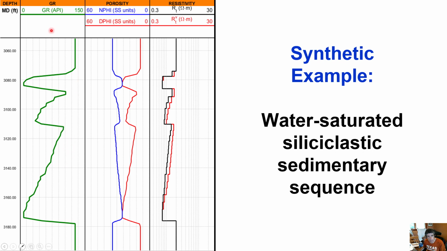Here we have three important tracks. The gamma ray log track, then we have the neutron and density porosity track, where both the neutron and density logs are expressed in sandstone porosity units, and that's a matrix that we expect the two to be given when we are analyzing a siliciclastic sedimentary sequence. And here we have the electrical resistivity logs in logarithmic scale. Here we go from 0.3 ohm meters all the way up to 30 ohm meters, and I have two logs.